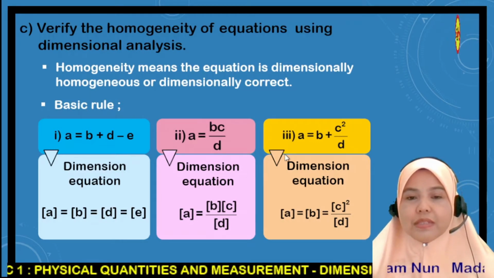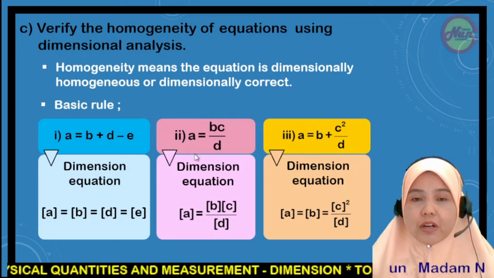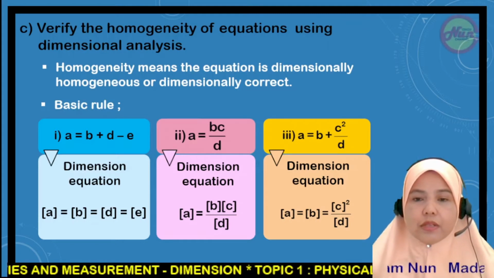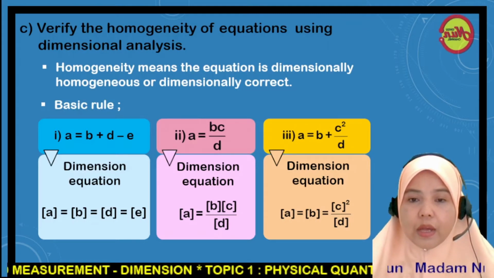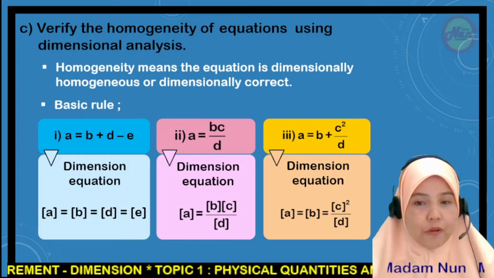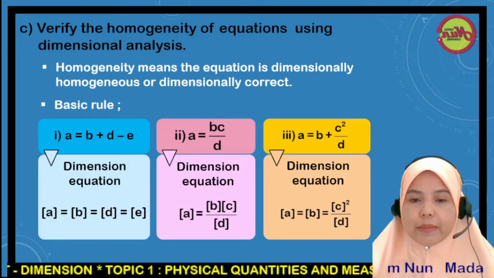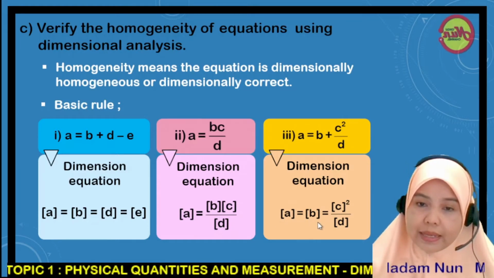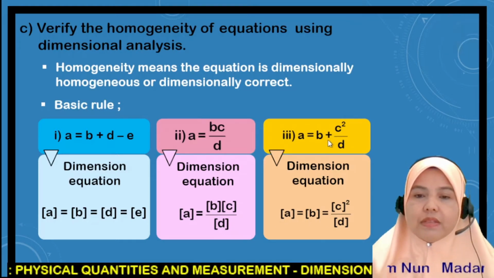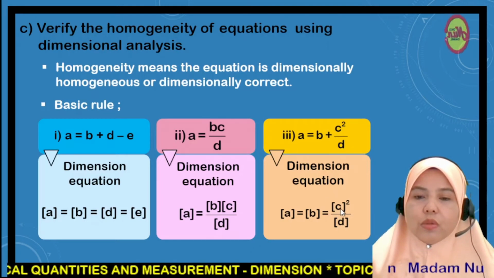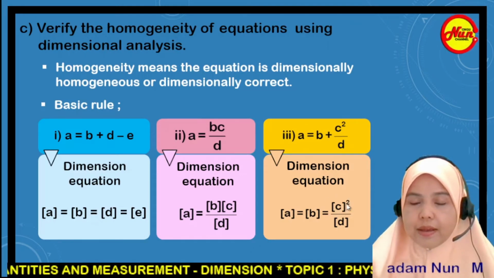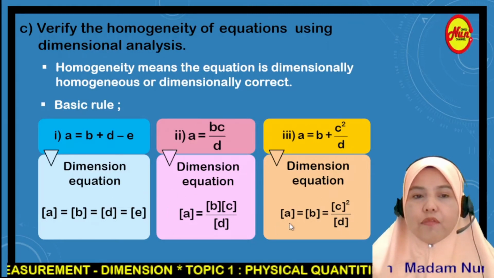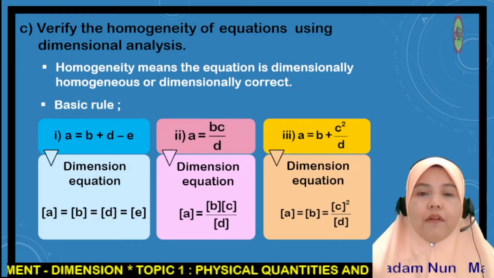And the third rule is the combination of addition or subtraction with multiplication or division operations. So we have here the equation A equals B plus C squared over D. The way we write down the dimension equation is: the dimension of A is equal to the dimension of B, and equal to, because this is an addition operation, the dimension of C squared divided by the dimension of D. This is very important for us if we want to verify the homogeneity of the equation.